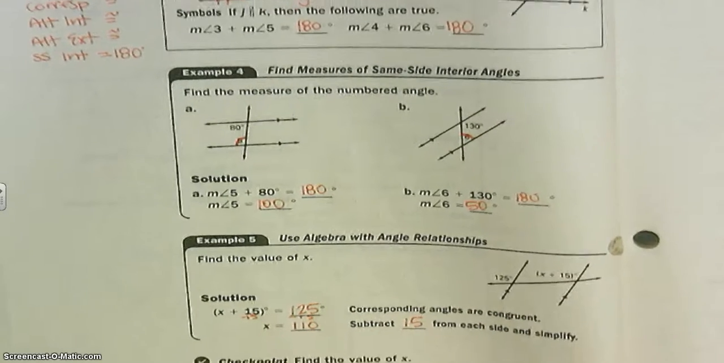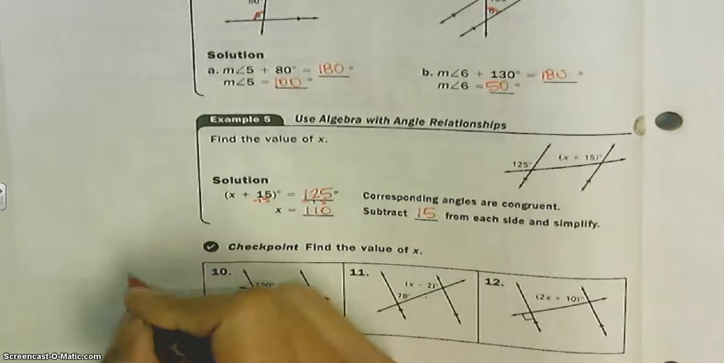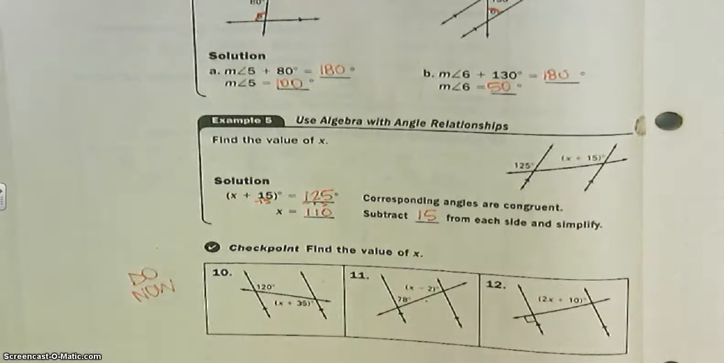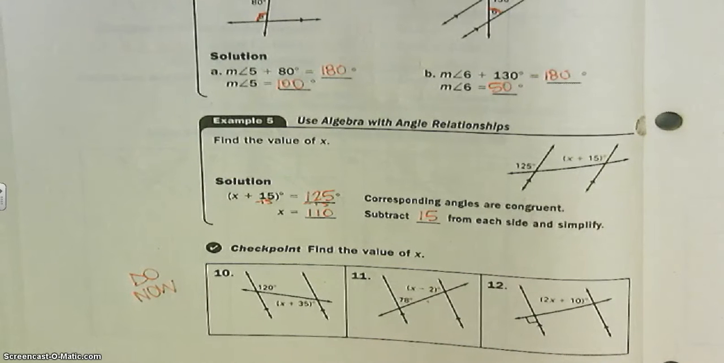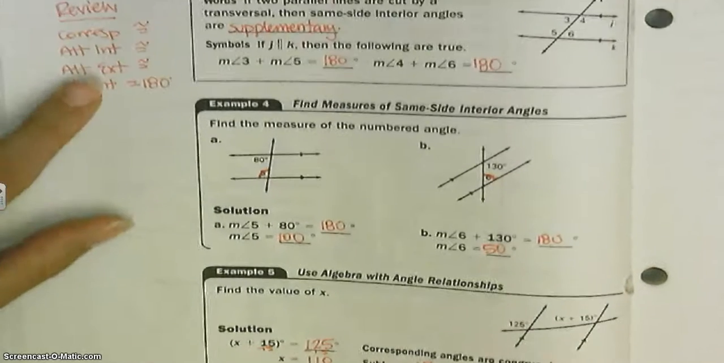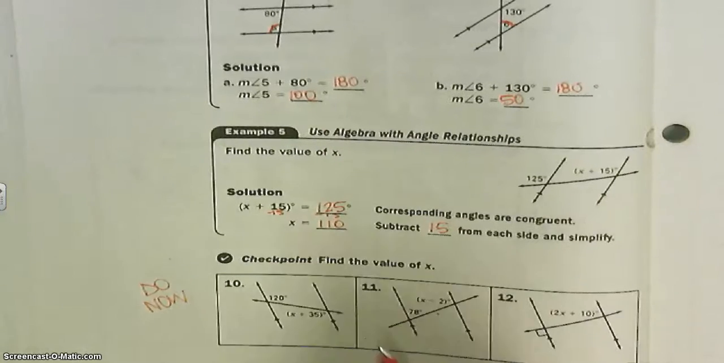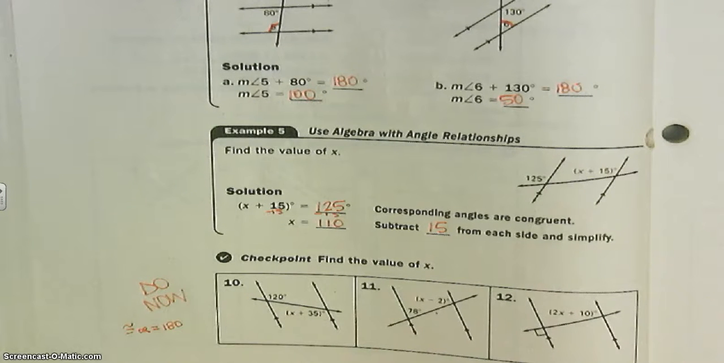All right, this last section is using some algebra. I want you to do this now. Make sure you watch out for what kind of angles they are. Use the review that we did above. Use this information to figure out what kind of equation. It's either going to be congruent or equal to 180. Right? It's one or the other. Make sure you know which one is which.